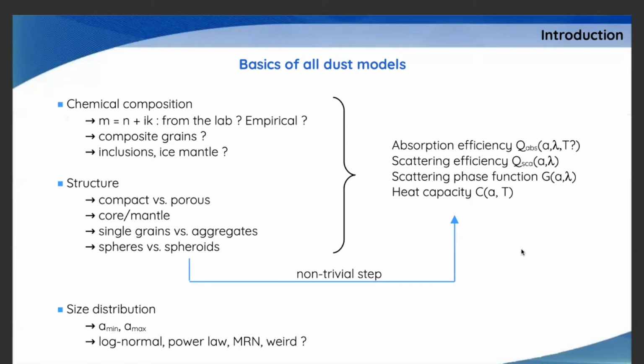And of course, there is another source of uncertainty that I will not discuss at all here, which is the choice of the size distribution for all these grains that you have calculated. So you have to choose minimum and maximum size. And then you have to give a shape to the size distribution. So log normal, power law, or other forms. People choose whatever they want according to their objectives.